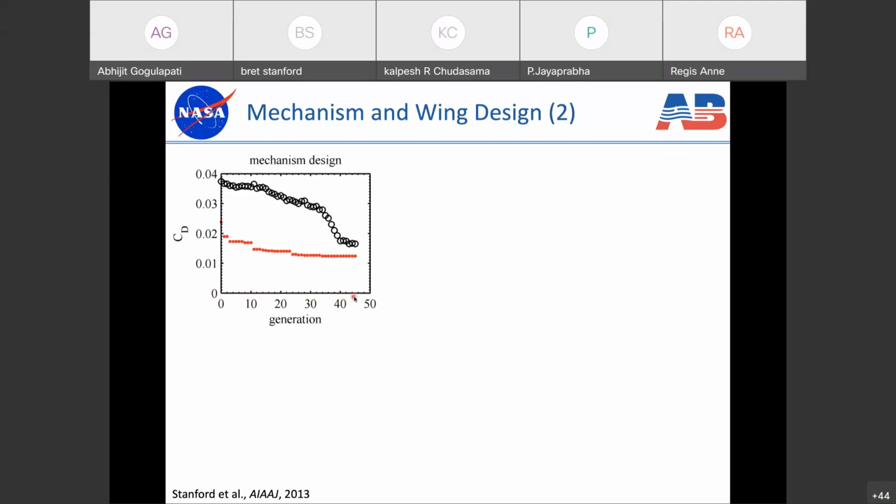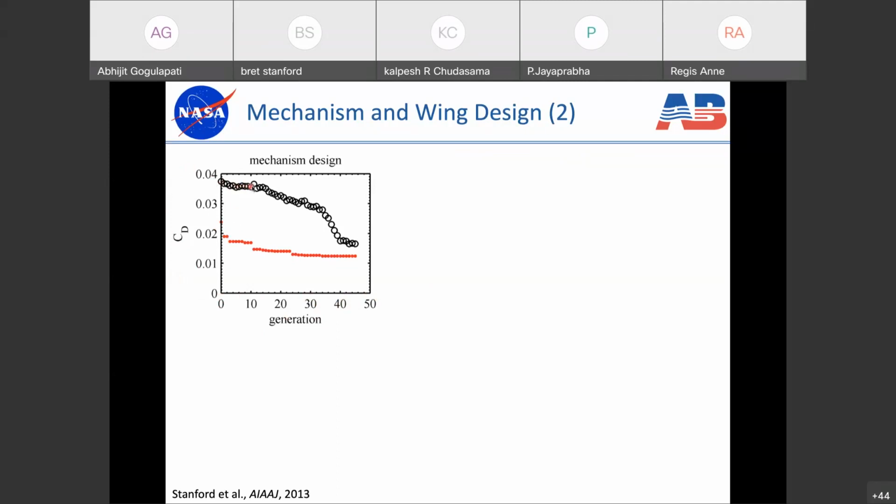I'm showing generation number on the x-axis. On the y-axis, I'm showing the fitness function, or the objective function, which in our case is drag. We're trying to minimize drag, which is the same thing as trying to maximize thrust. And that's the same thing we looked at previously, trying to maximize cycle average thrust. We want to pump these wings up and down fast enough and to a large enough amplitude that we maximize the thrust force generated.